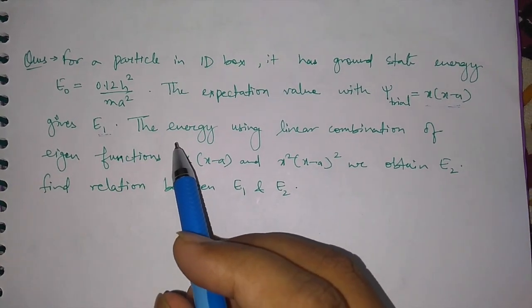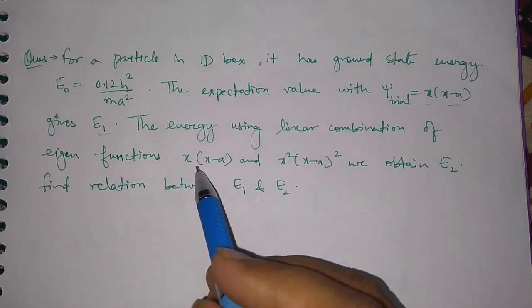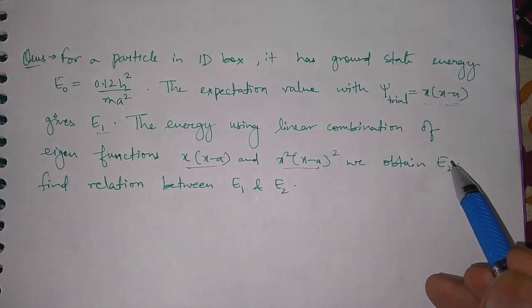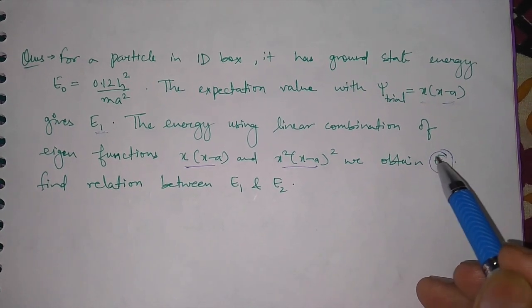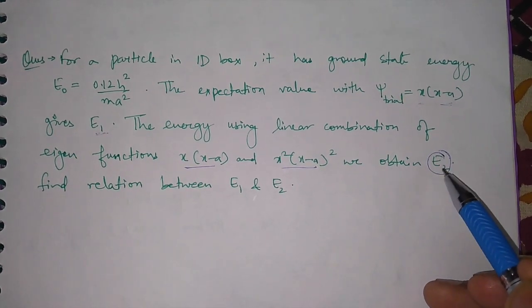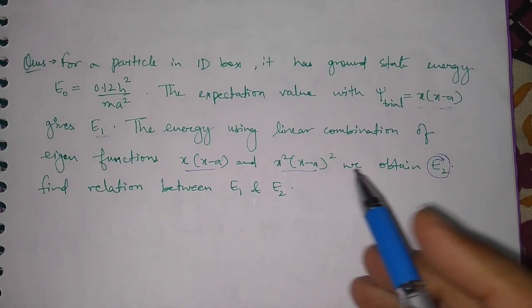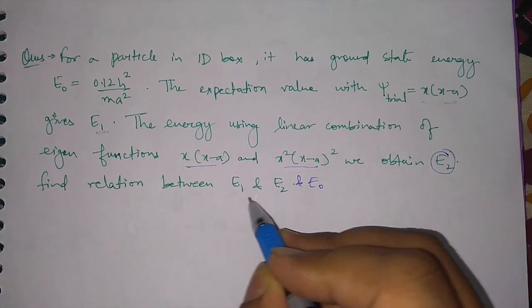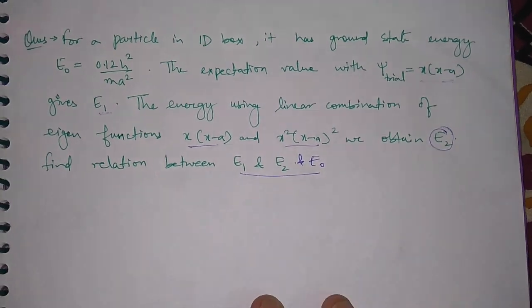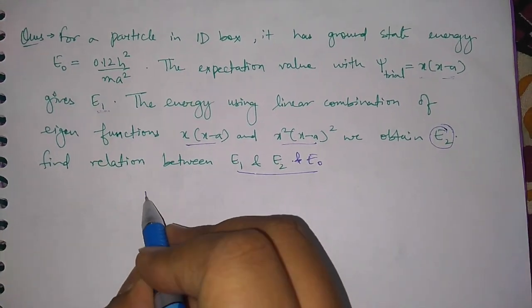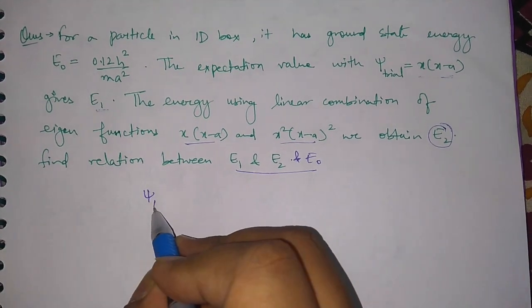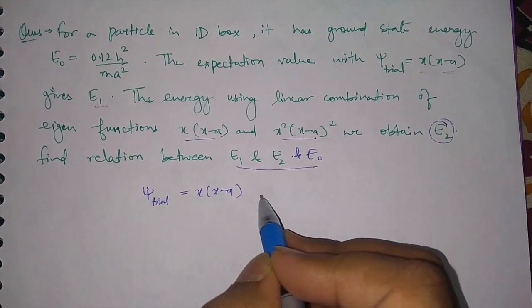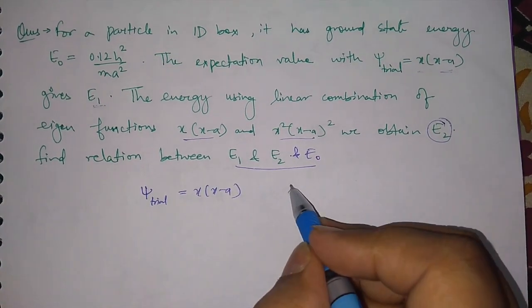The next is the energy using a linear combination of these eigenfunctions, this and this. If you do a linear combination of these two, then you obtain an expectation value or the average energy as E2. Now you have to find the relation between E1, E2 and E0. How do you do it? First of all, let's write psi trial. You have x minus a, the first kind of trial wave function, and it is giving energy E1.